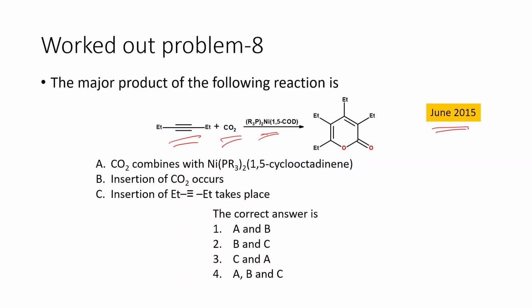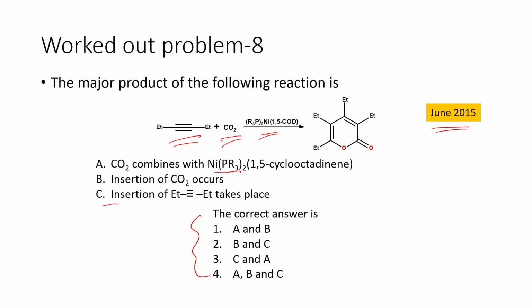So this question was asked in June 2015, and here three options are given. A: carbon dioxide combines with the catalyst. B: insertion of CO2 occurs. C: insertion of the alkyne takes place. The correct answer is A and B, or B and C, C and A, or A, B and C. So any combination of the options A, B, C is possible.